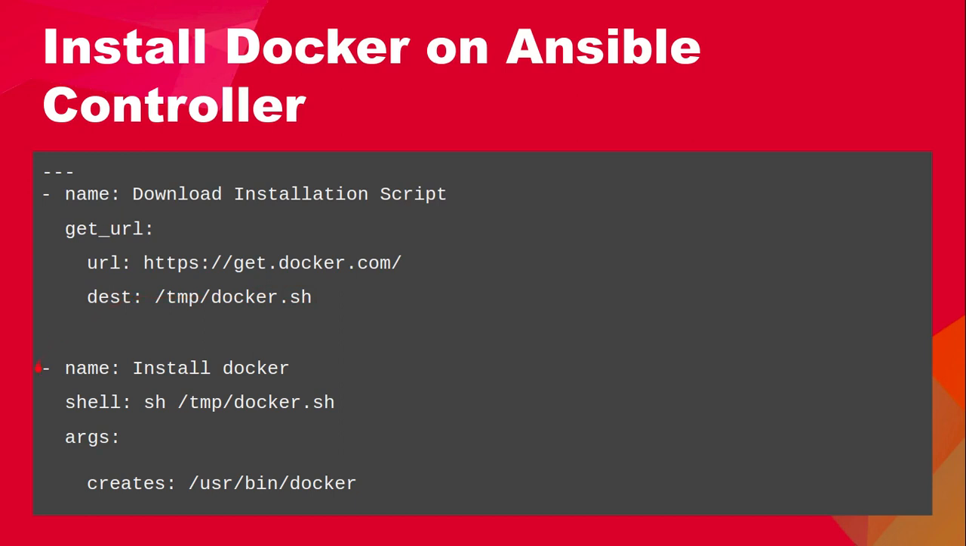Now I am creating one more task, which is installing Docker. The module I am using is shell. I am running that docker.sh which we downloaded in the previous task with the get_url module. We don't want to pass any argument, but it creates usr bin docker. It will create a folder called usr bin docker with that.